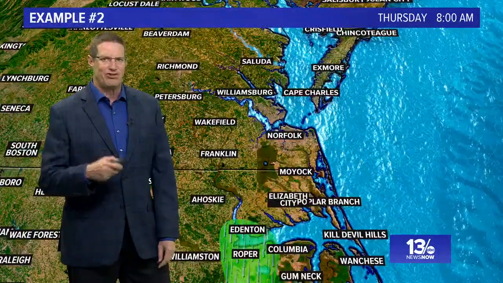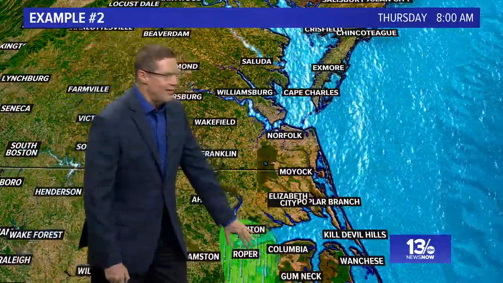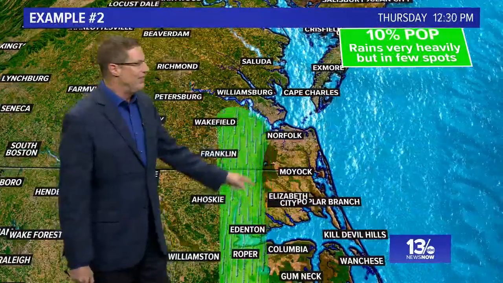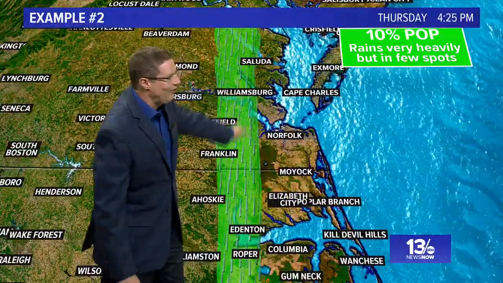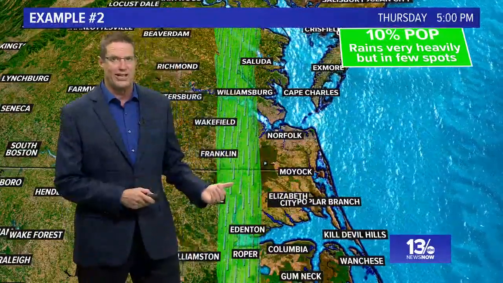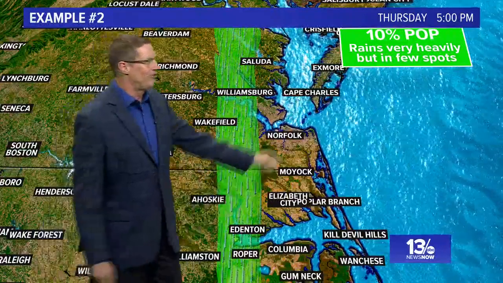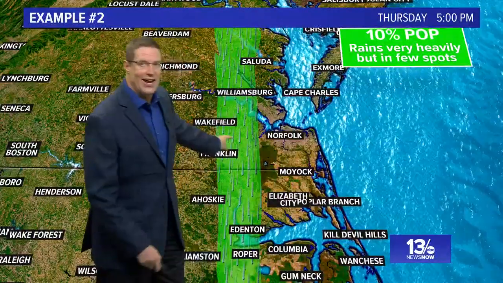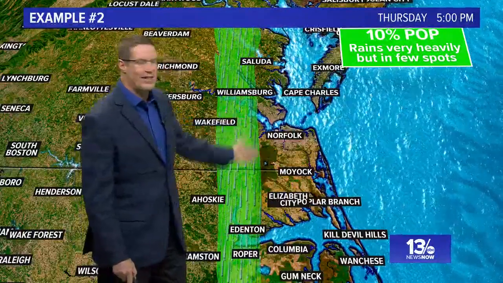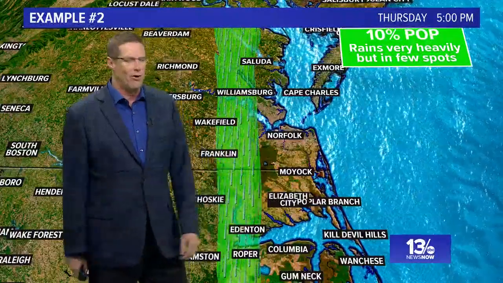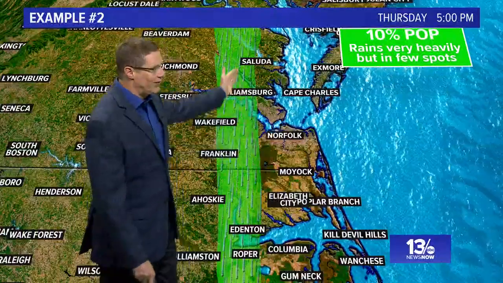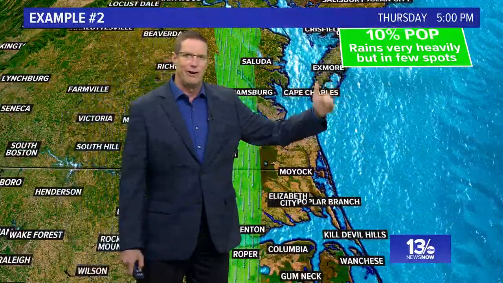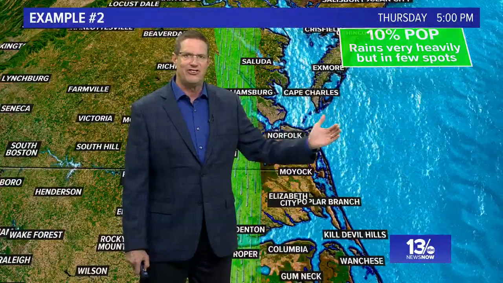Now let's take the flip side of that. Let's take an area that's aligned north-south and maybe moving to the north. In this case, it's the same areas that are getting rain virtually all day long. So if we were to say 10% chance of rain and 10% of the area gets it, but it rains all day, a lot of people think, that was a horrible forecast. But it was only 10% of the area, so that would actually be a perfect forecast. In this case, it rained very heavily, but just in a few spots.